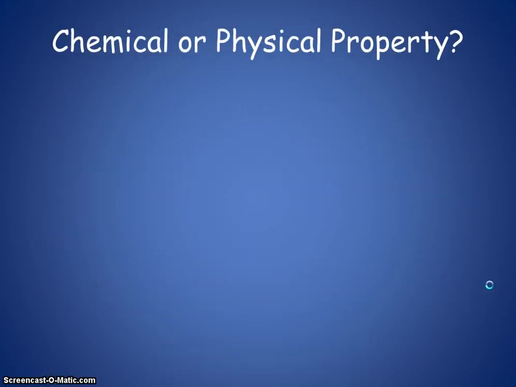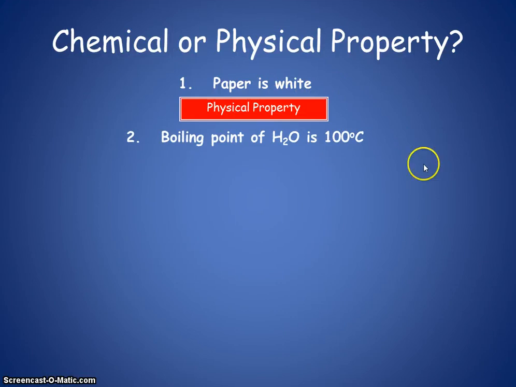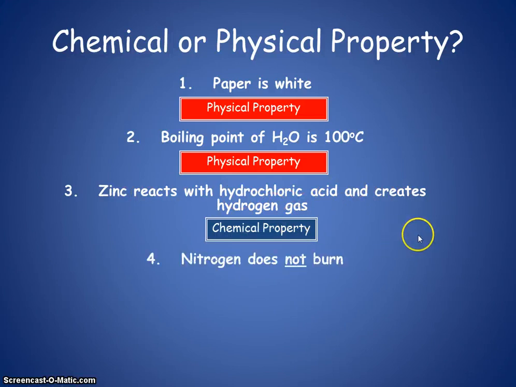Now we're going to see if you know chemical or physical property. Paper is white. Right, it's obviously going to be physical because we're talking about a color. The boiling point of H2O, that's water, right? Right, is 100 degrees Celsius. So boiling point involves changing liquid water to a gas, which is absolutely a physical property. Zinc reacts with hydrochloric acid and creates hydrogen gas. So absolutely, since we're talking about something that reacts, right, and creates something new, it must be chemical.